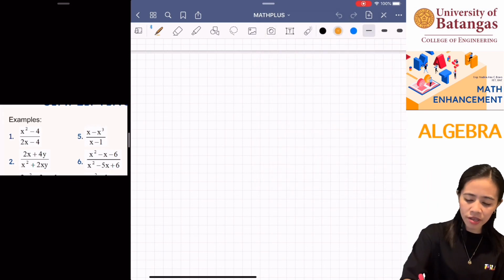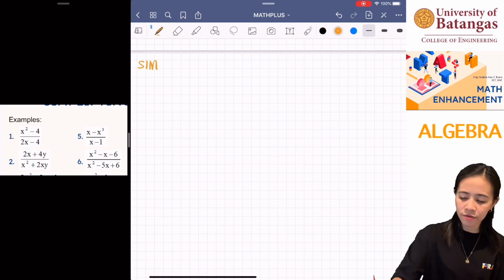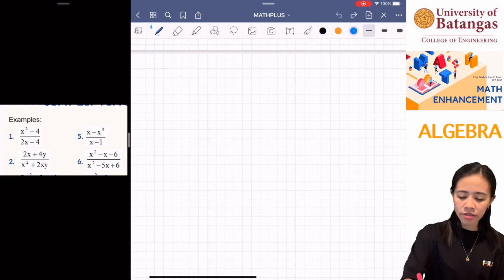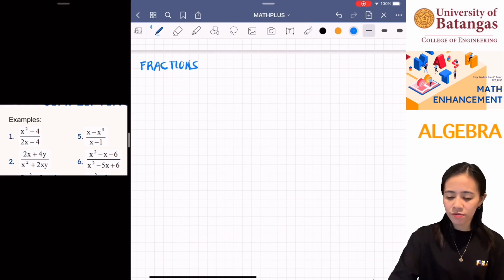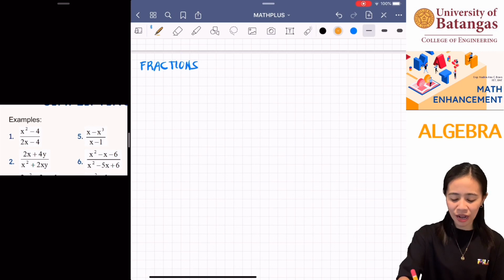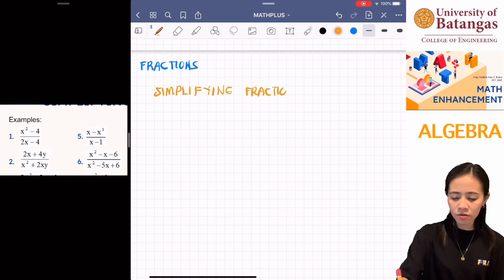Okay, so let me write here, simplifying, sorry. Kasi I intend to give you a copy of this PDF that I'm doing. Okay, so yan. Kaya inaayos ko yung notes na ginagawa ko para sa inyo. So we have simplifying, I'll extract this as PDF. Simplifying fractions. Okay, so let's start with the first example.